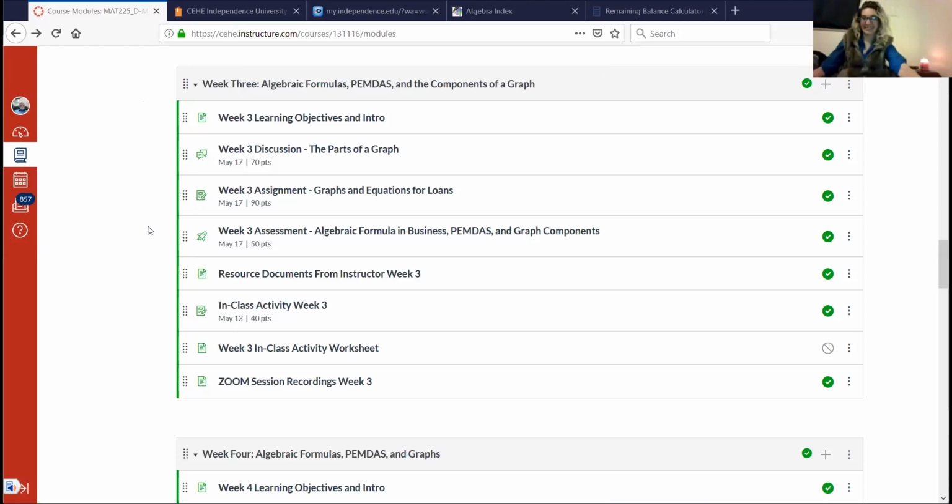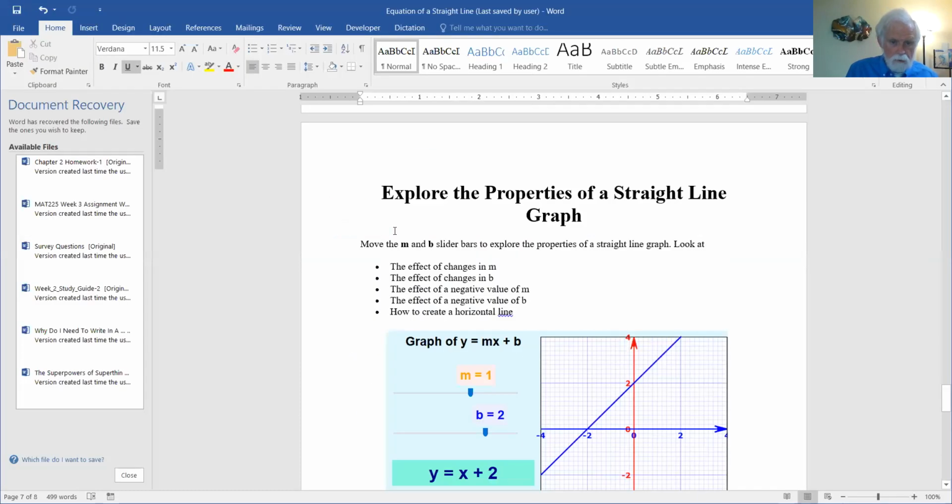So let's go ahead and get started. I would like to start looking at linear equations first. So let me share that. Linear equations.